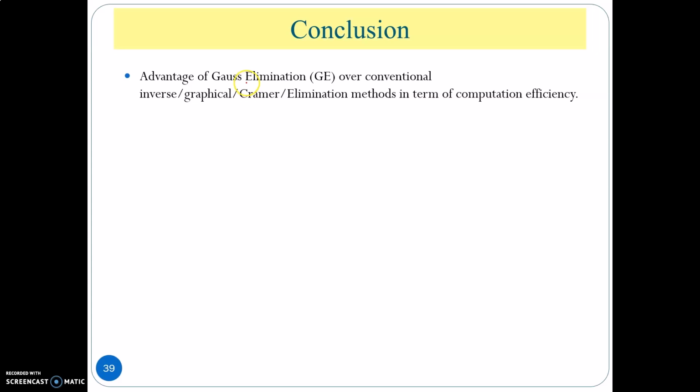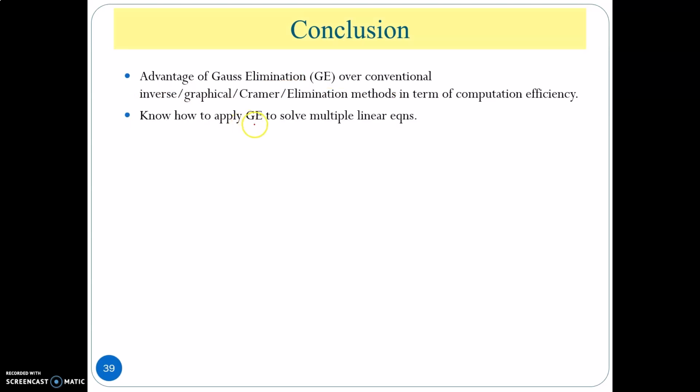In summary, you must know the advantage of the Gaussian elimination over the conventional methods, such as the inverse method, graphical method, Cramer's rule, and the method of elimination. So Gaussian elimination has a huge advantage in terms of computational efficiency. For a large number of equations, n greater than 3, we will use this type of computer method instead of the conventional method. The conventional method normally is only stable for a number of equations less than or equal to 3.